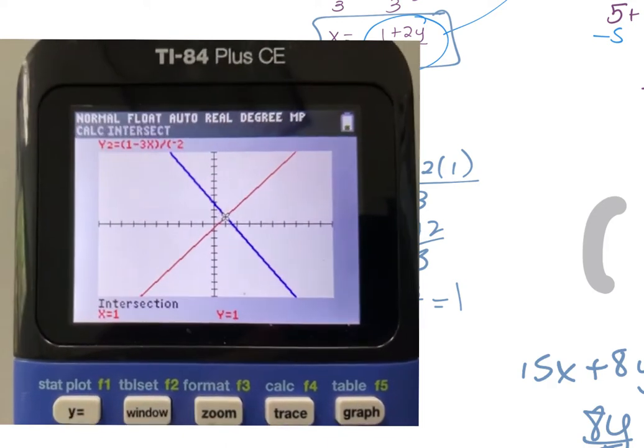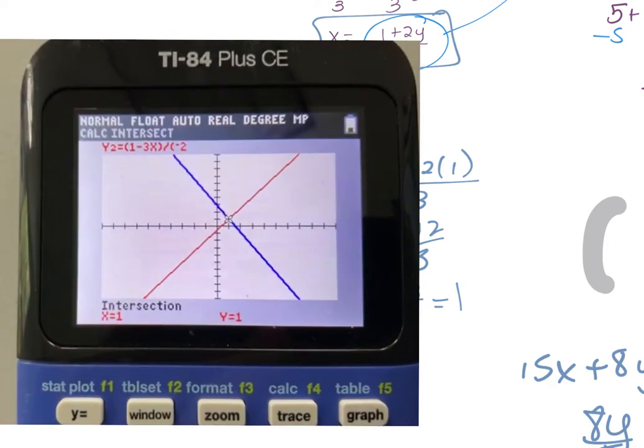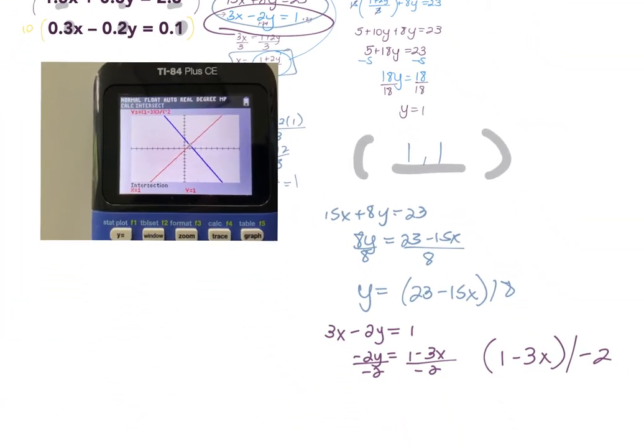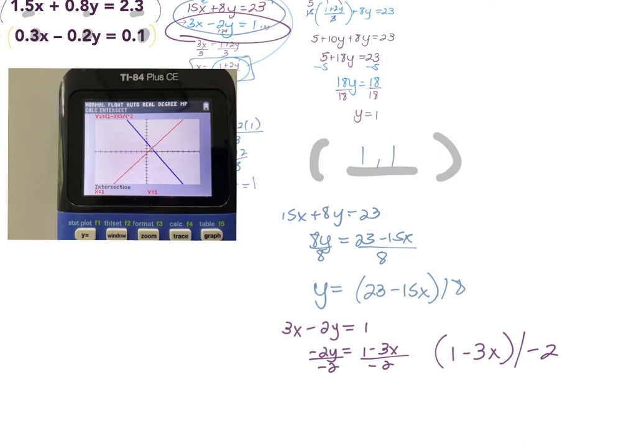Right now, you're using it to just check the answer, but there may be times in which your equations are not ones you can solve easily, and so it might say use the graphing utility to find the answer. So all that did was check our answer. 1, 1 was where it intersected.